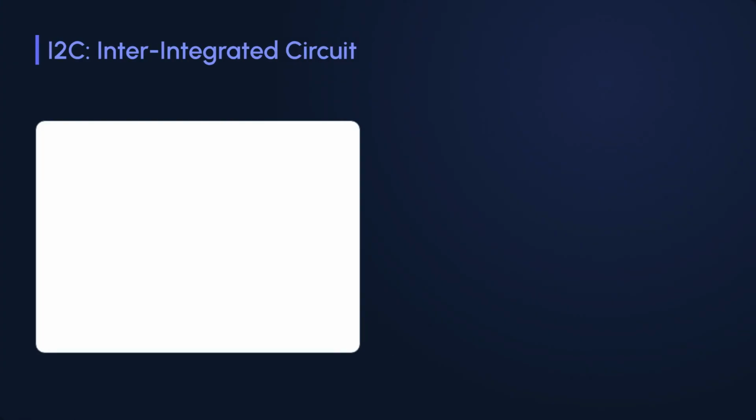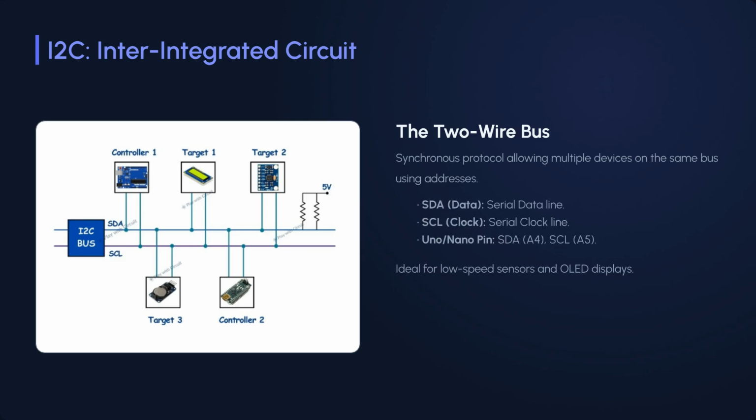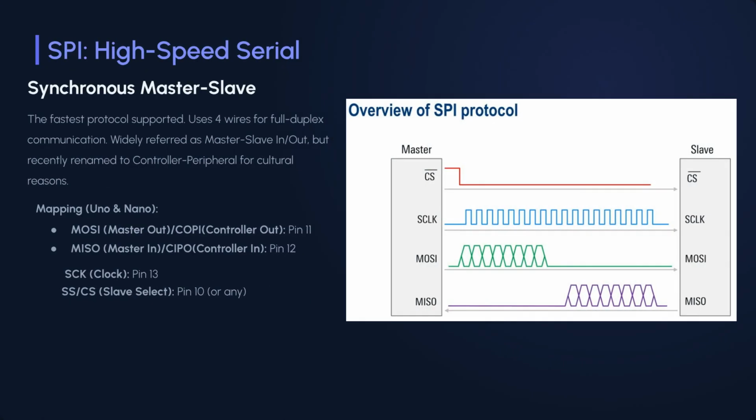I2C, or Inter-Integrated Circuit, is a synchronous protocol, also known as the 2-wire bus. It supports multiple devices using addresses on the SDA, data, and SCL clock lines. SPI is the fastest supported high-speed serial protocol. This synchronous master-slave communication uses 4 wires and is often used for high-speed peripherals like displays and SD cards.